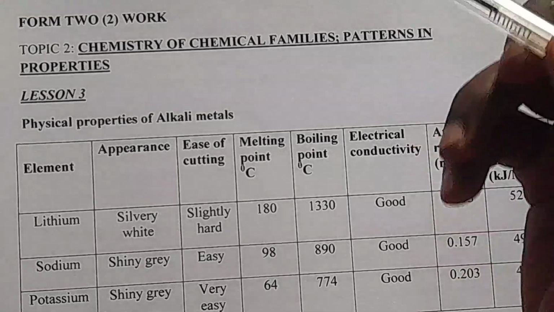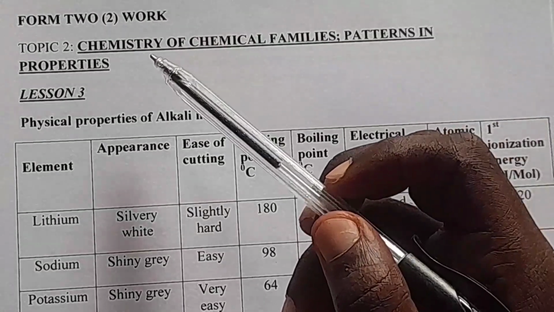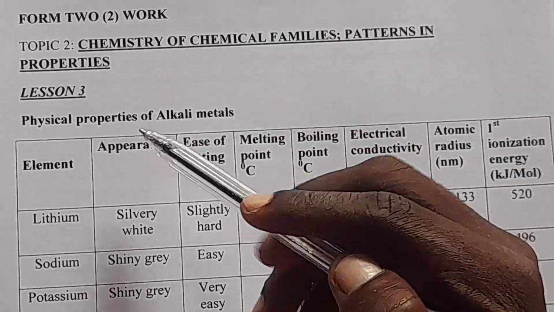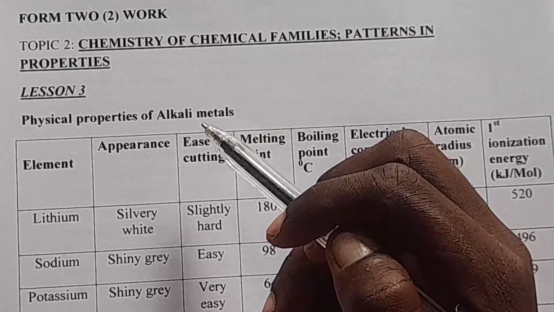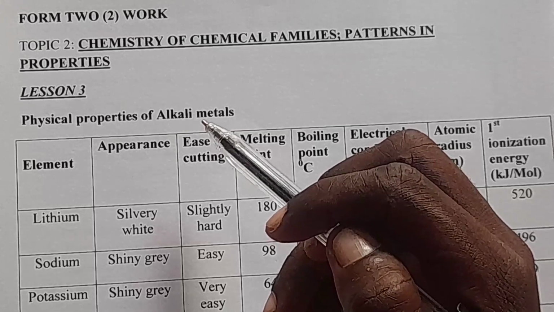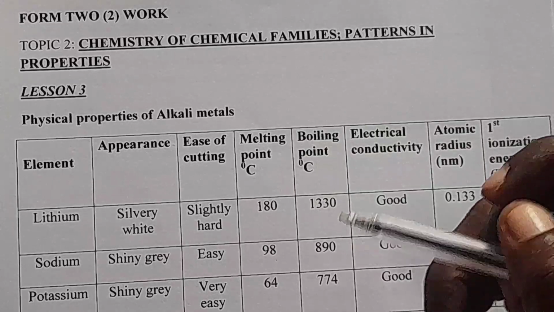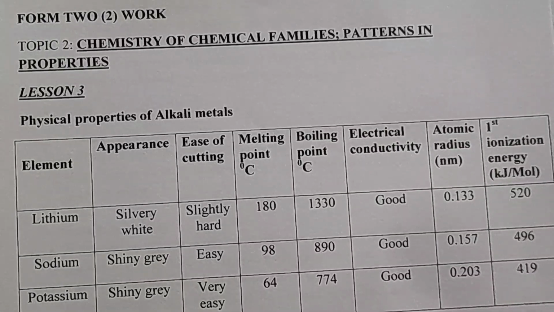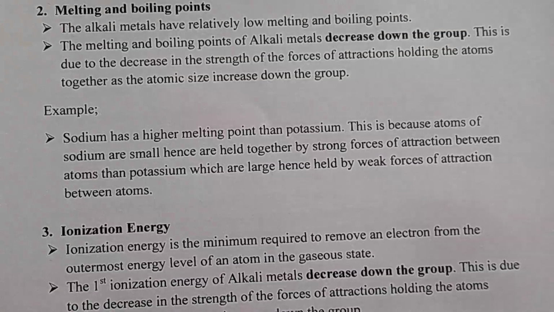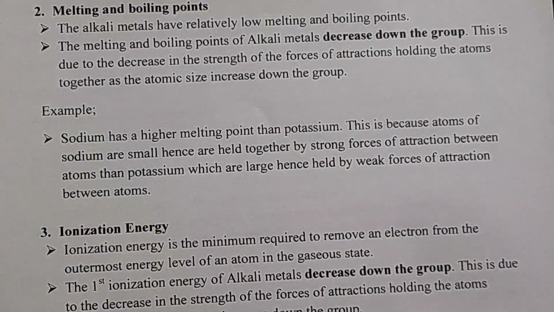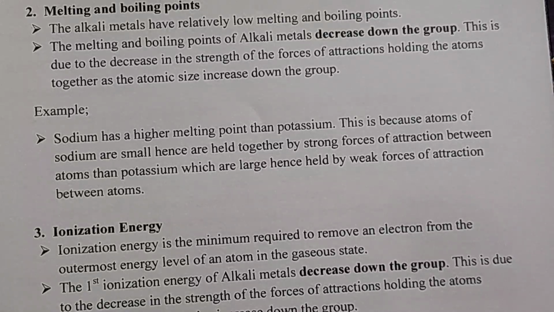Hello students, welcome. Previously, in lesson 2, form 2, topic 2, we were dealing with physical properties of alkali metals. We have done the first one, that's the softness and ease of cutting of alkali metals. So today, lesson 3, we want to do the melting and boiling points of alkali metals, the first ionization energy of alkali metals, and the electrical conductivity of alkali metals.